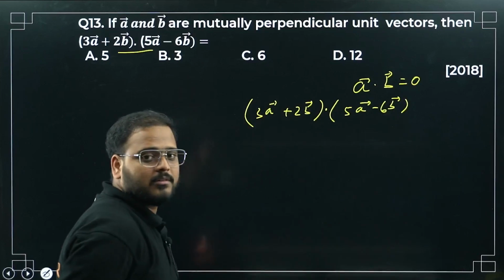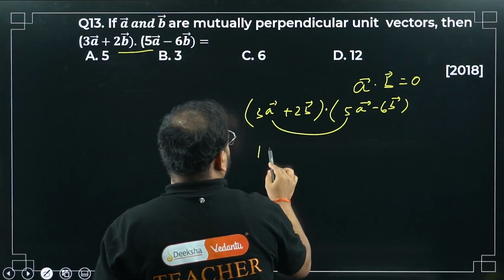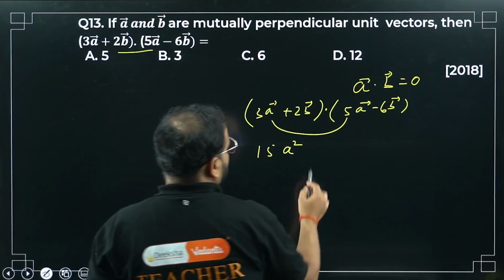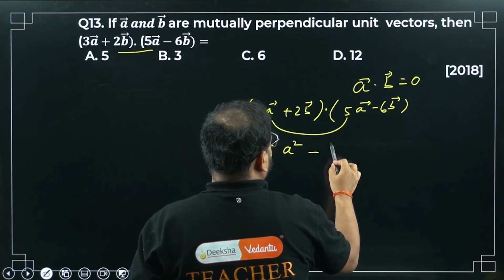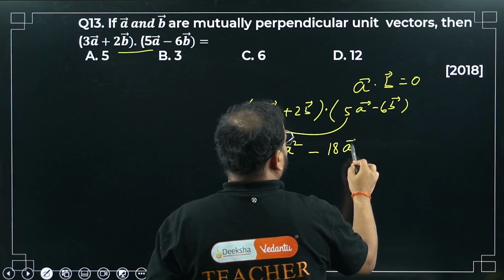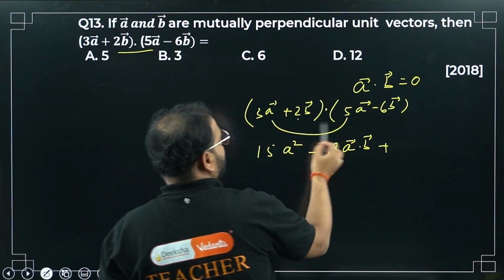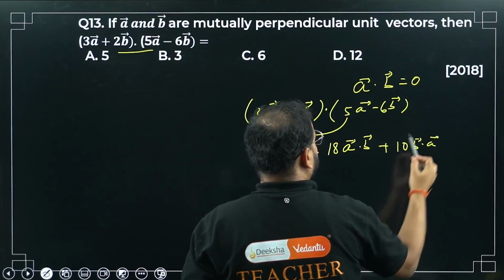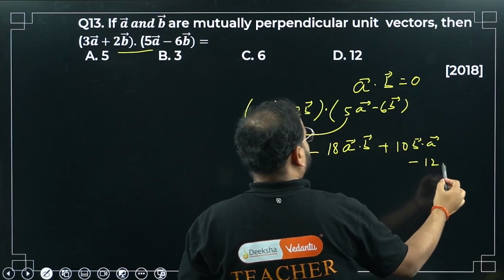We can apply what? The distributive property. So 3 times of this will get me what? 15 a square, right? And 2 times of, I can do 3 with this also. I'm going to get what? Minus 18 a dot b. Same way, this over here 2b, 2 into 5, I'm going to get what? Plus 10 b dot a. And last one, 2 into minus 6, so minus 12 b square.